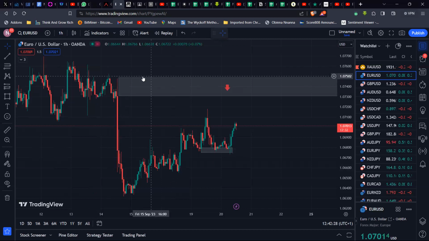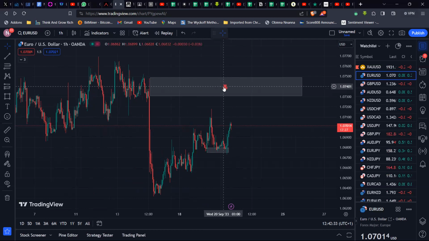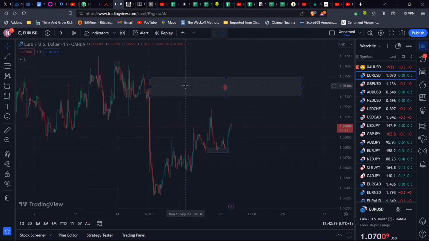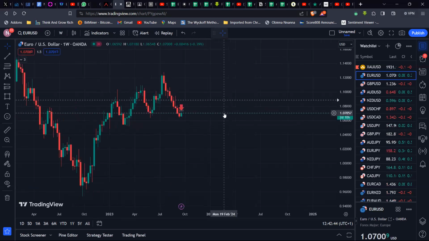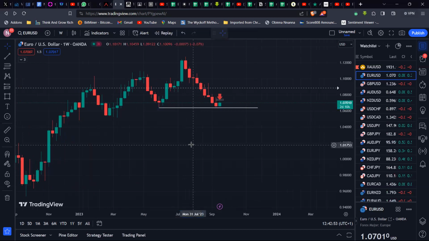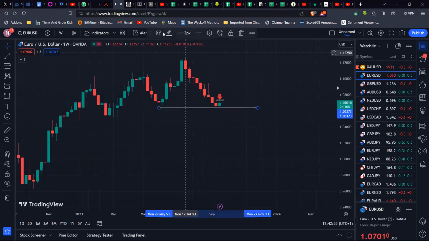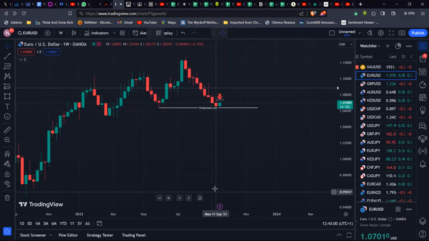On the 1 hour chart, you can see that this is the protected high. So I'm not bearish on this market. Don't mind my arrow down, but this is a bearish supply zone that I expect would hold. But if we go up to the weekly time frame here, similar to GBP USD, you'd see that this low is still holding. This low here is still holding. So that is the weekly protected low.